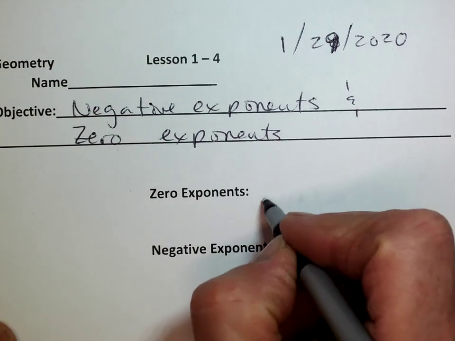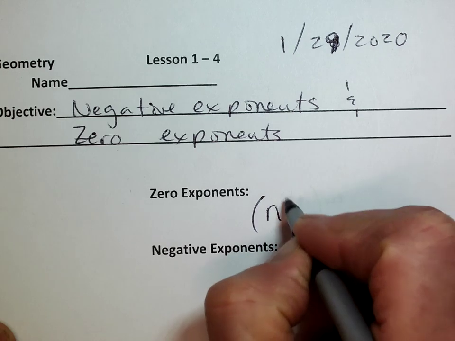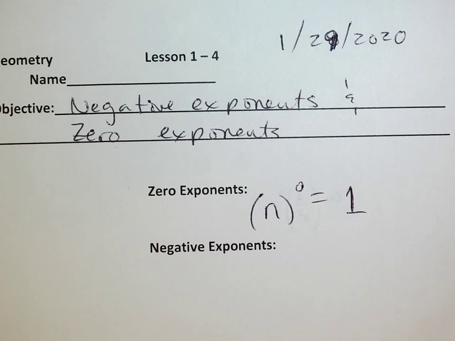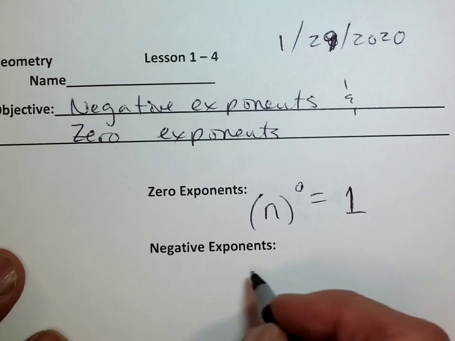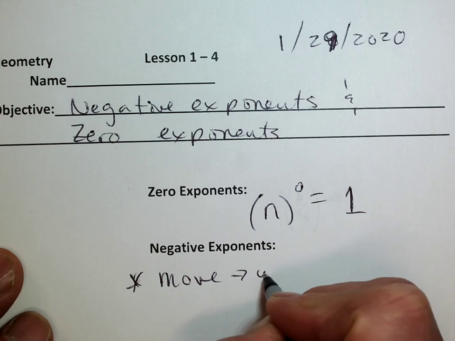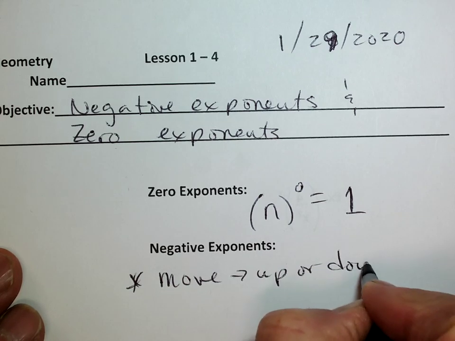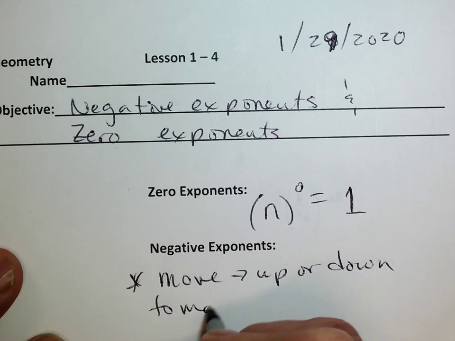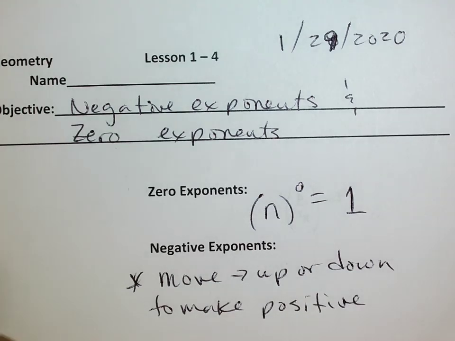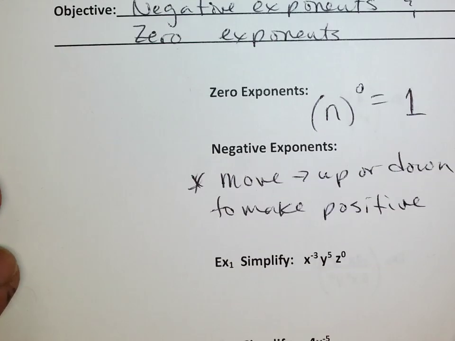So zero exponents. We know that any number to the 0 power is always equal to 1. Always, okay? Anything. No matter what. 5 to the 0 power, 100 to the 0 power, x to the 0 power, because x is a number. It's just we don't know what the number is. That's why we call it a variable. Negative exponent. The problem with negative exponents is they need to move. So you need to move up or down to make positive. Okay, so on the column over here, I'm going to give you a couple of rules.